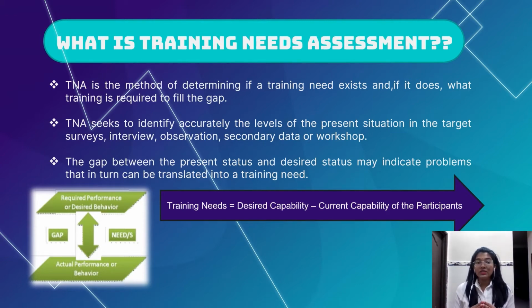The gap between the present status and the desired status may indicate problems that in turn can be translated into a training need. So from this, we can conclude that training needs equal desired capability minus current capability of the participant. For more information, you can refer to the diagram below. As you can see, there is a gap between the required performance and the actual performance. So this gap refers to the needs assessment.